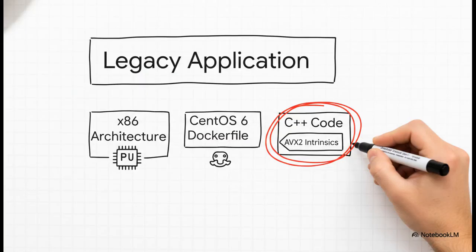Okay, so picture this. On our whiteboard, I'm drawing a box. And this is our starting point, a legacy application. It's built for x86, it's running on an ancient Linux distro like CentOS 6, and deep down in the code, you've got this hand-optimized C++ using something called AVX2 intrinsics.